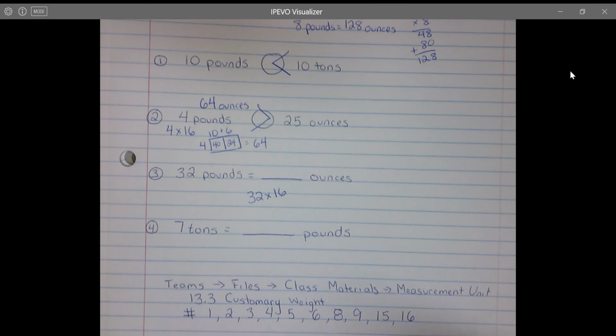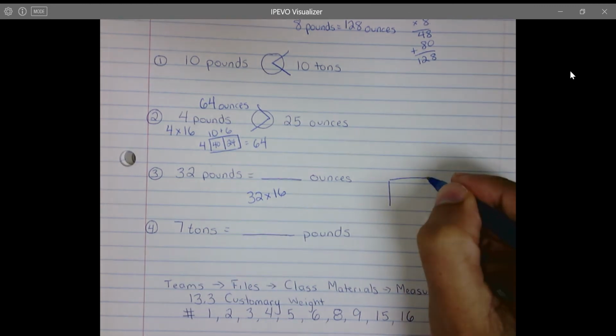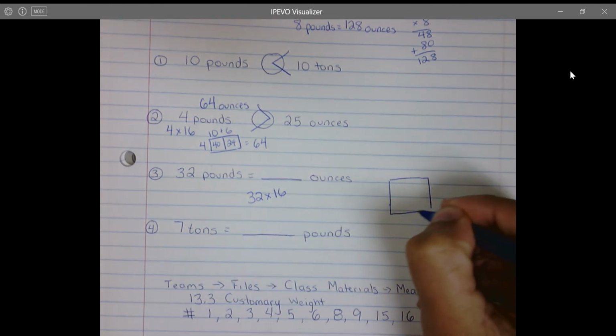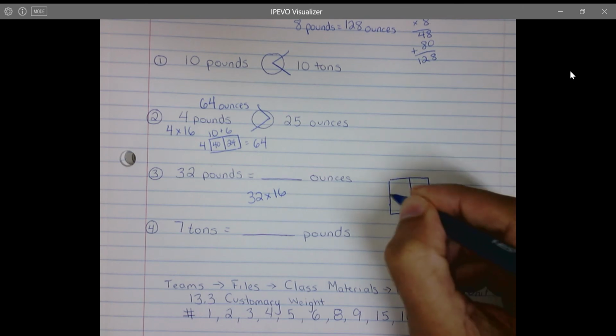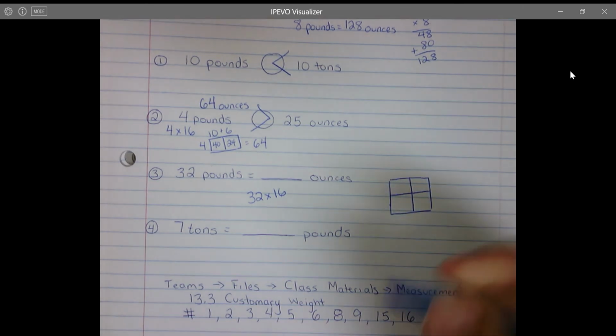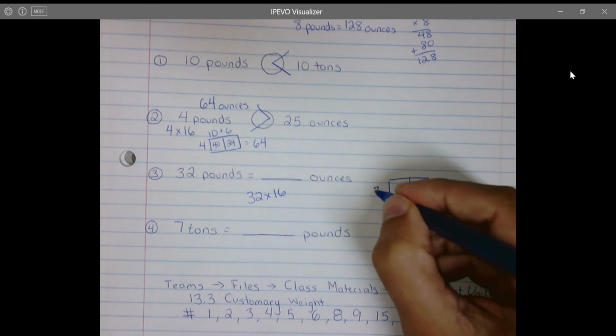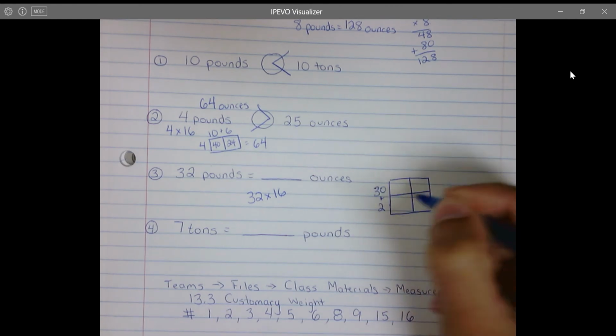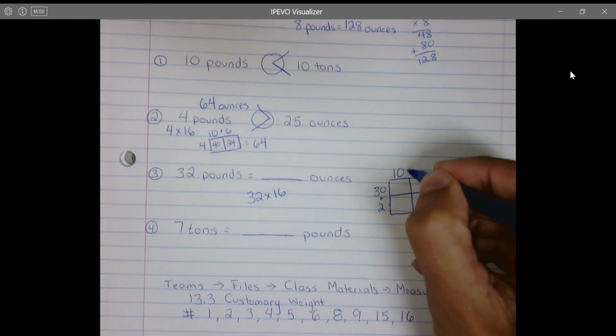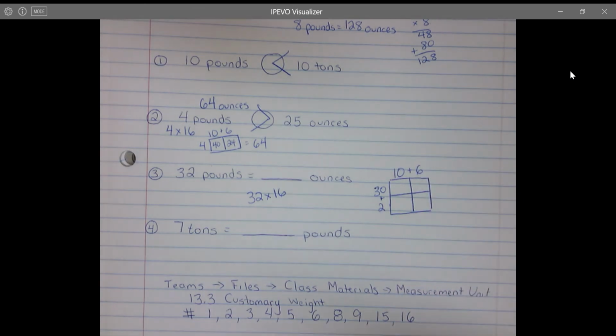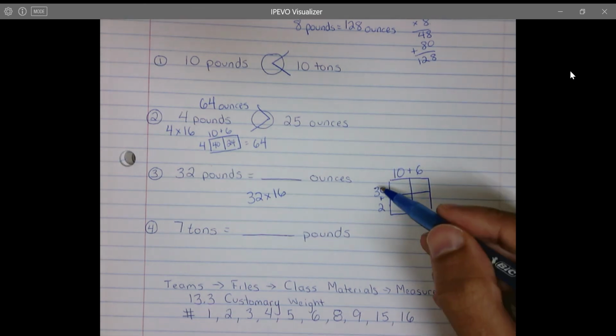All right, I'm going to solve this with an area model. So it's a 2-digit number multiplied by a 2-digit number. I'm going to need to decompose both numbers. So I'm going to do kind of like a window looking thing. I would have 30 and 2, and then 10 and 6. So a little review from the beginning of the year. Now I'm just going to multiply what's on the side and the top.